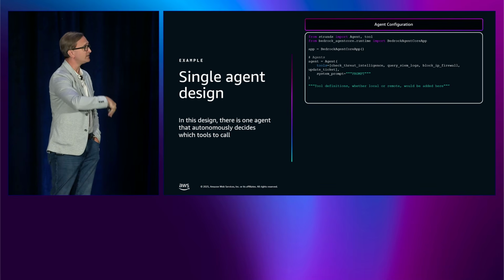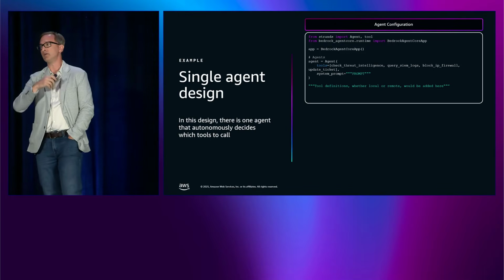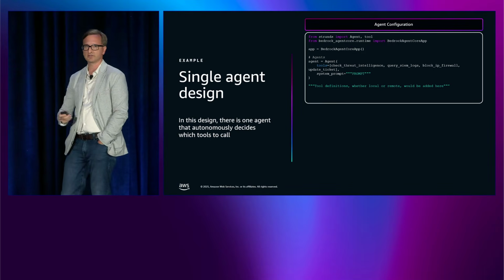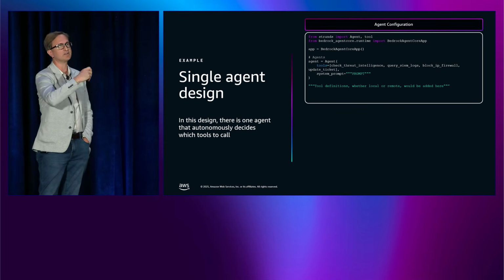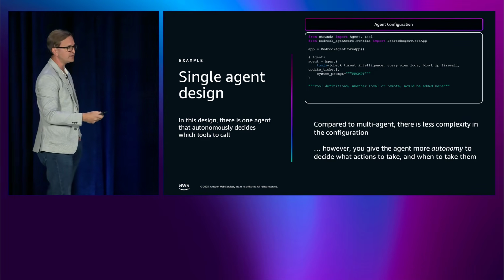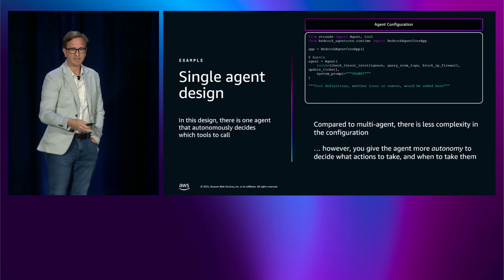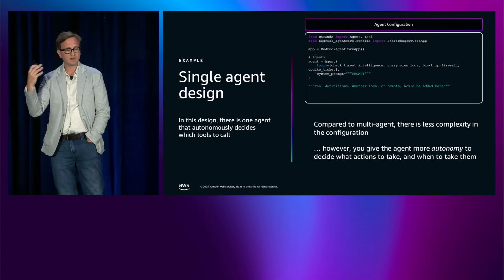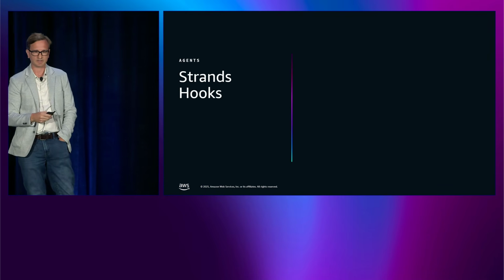But ultimately, the agentic loop and the LLM will be deciding how it's going to walk through and use the tools at its disposal, rather than a deterministic system wiring them all up ahead of time. So compared to the multi-agent solution, there is way less complexity here, as you can tell. However, as I mentioned before, you're giving the agent a lot more autonomy to decide what actions to take and when to take them.